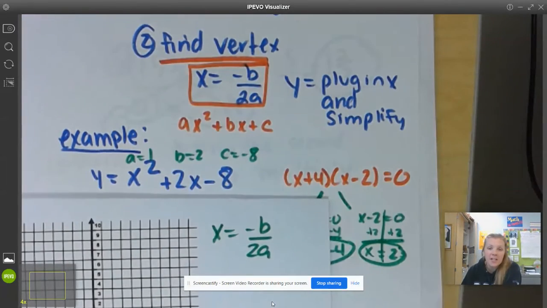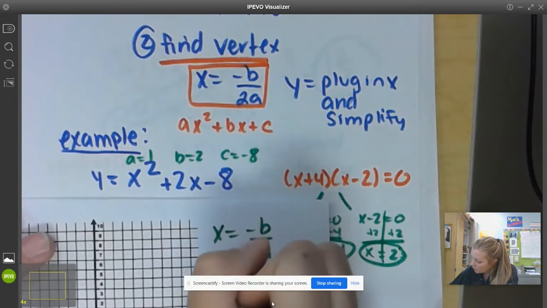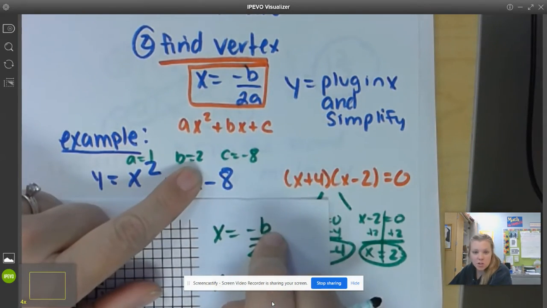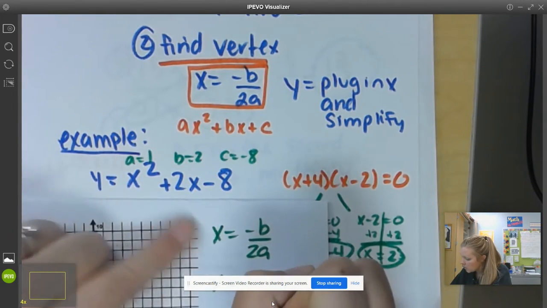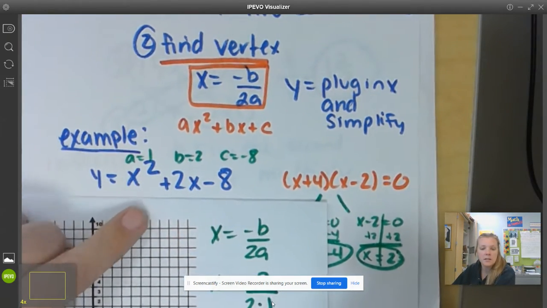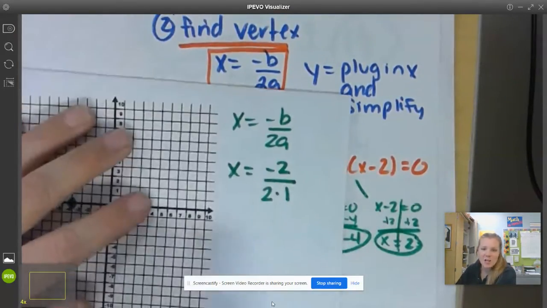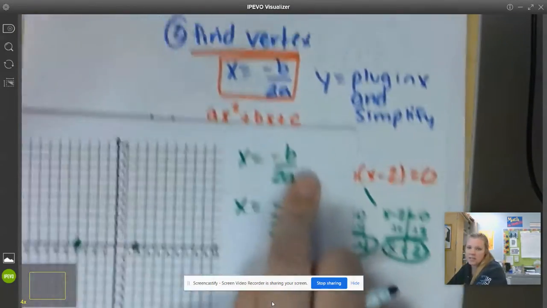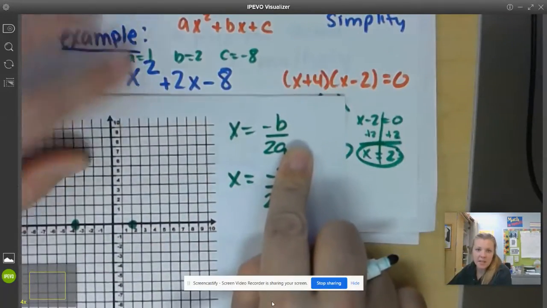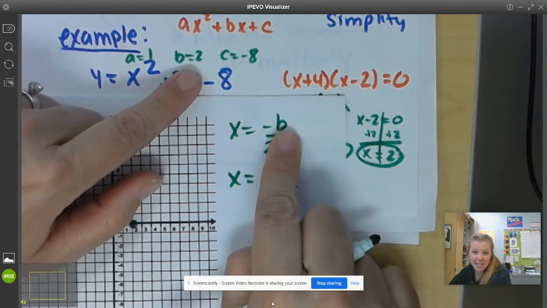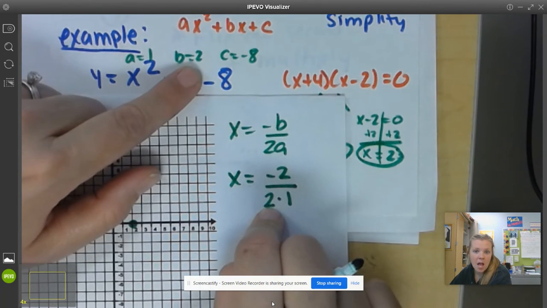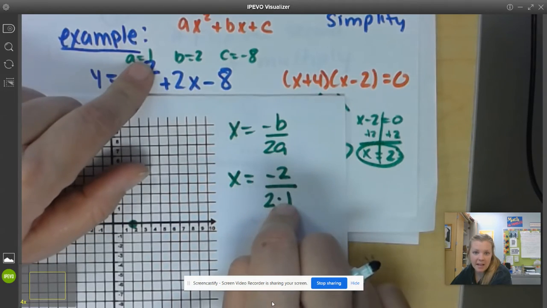That might be a helpful thing to get started, like when you start these, just to write out what A, B, and C are. And so when I am going to do my work, B is 2. So I'm going to do -2 divided by 2 times A. A is 1. So I plugged in the numbers. B was 2, so it says -B, so I made it a -2. And then 2 times A. A is 1. So 2 times 1.